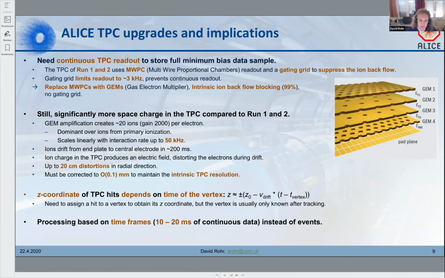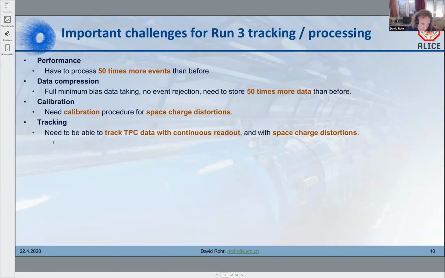The second problem that comes with this continuous readout is that the Z coordinate in the TPC is computed from the time of the hit and the time of the vertex. But if we have continuous readout, we don't have the time of the vertex in advance. So we have a chicken and egg problem. We have to basically do the tracking to find the vertex, but only then can we do the tracking, because only then we have the vertex time. And the last change, it's obvious, I mentioned it before: we will not process events, but we will process timeframes, and one time frame for us is between 10 and 20 milliseconds of continuous data.